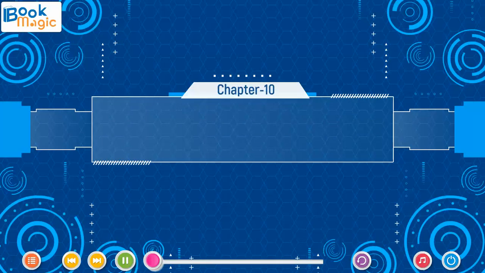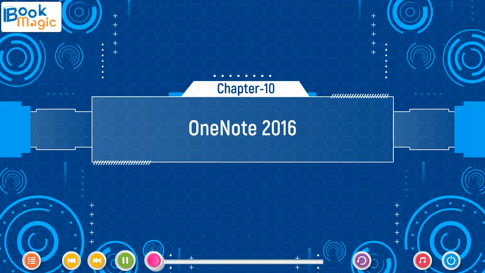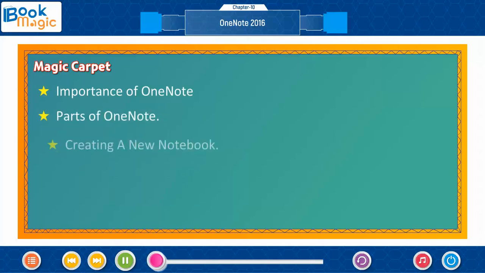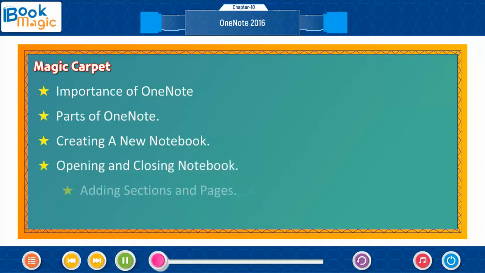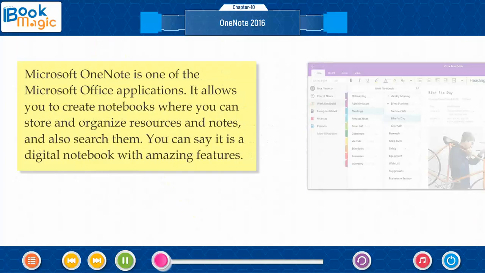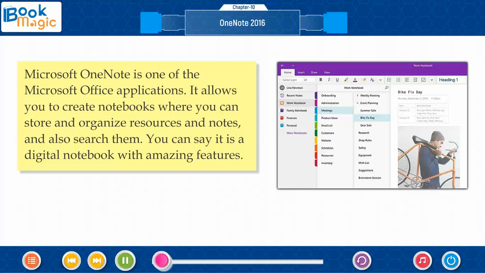Chapter 10: OneNote 2016. Magic Carpet: Importance of OneNote, Parts of OneNote, Creating a new notebook, Opening and closing a notebook, Adding sections and pages, Making notes, Inserting images. Microsoft OneNote is one of the Microsoft Office applications. It allows you to create notebooks where you can store and organize resources and notes and also search them.